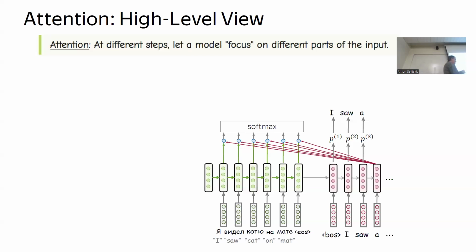So we can calculate the weights for each word here. Then we can apply softmax, which will convert these weights into probabilities. And finally, we will get this distribution, which will show us which word is more relevant for the translation of the next word.